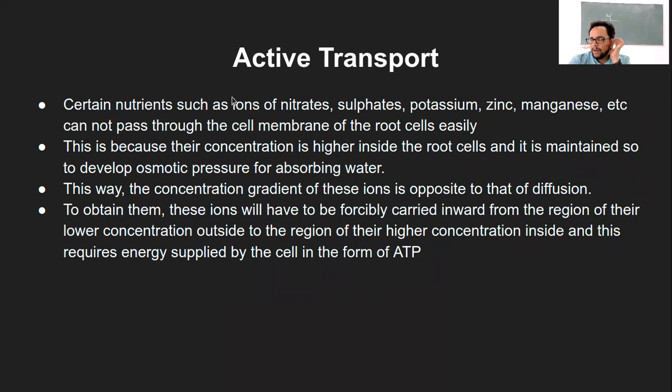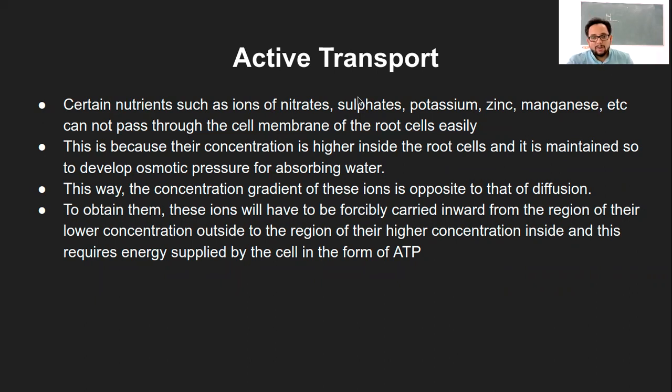Now, there are quite a few minerals that usually get absorbed through the root, that is nitrate, sulfate, potassium, zinc, manganese, and so on. The reason why they have to be taken up by the active transport process is because they cannot pass through the cell membrane of the root cell so easily, right? And that is when they need to be pulled inside by this energy-utilizing membrane protein. So ultimately it is active transport.